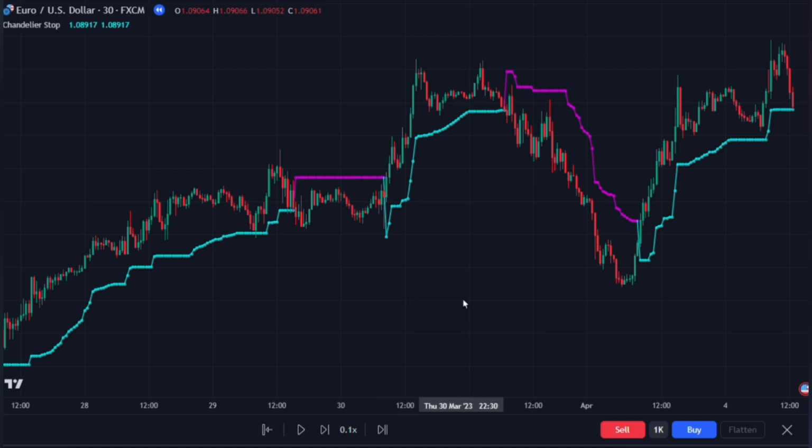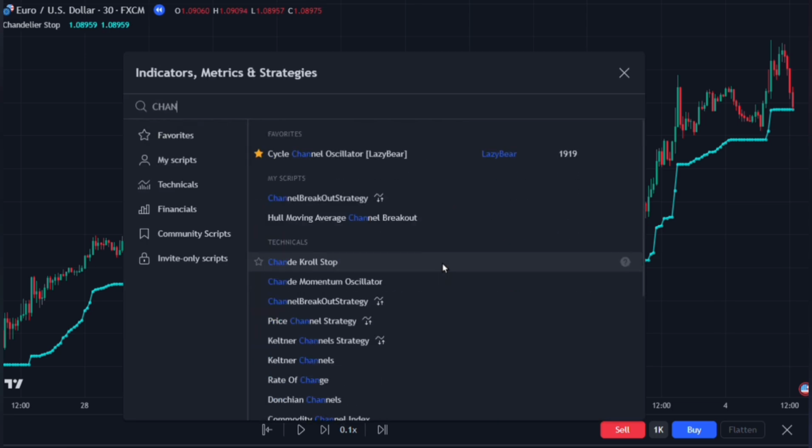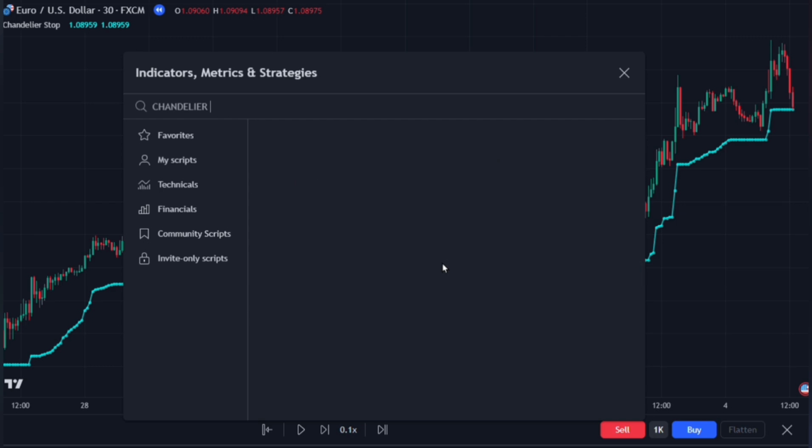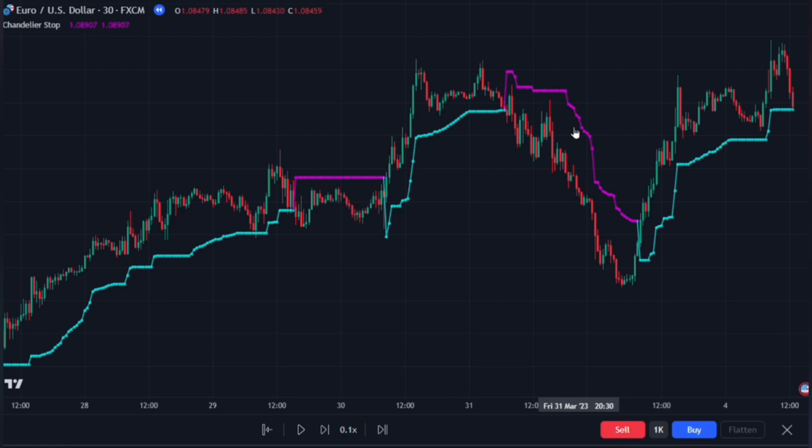Imagine, if you will, a scenario where we embark upon a long trade at this juncture. In such a case, we would diligently trail our stop-loss by utilizing this very indicator. And likewise, should we engage in a short trade, we would meticulously trail our stop-loss until we reach this point. To proceed, I urge you to add the chandelier stop by Pip Charlie to your chart. Fear not, for you have the power to modify the settings of this indicator to better suit your needs in managing trades within the market.